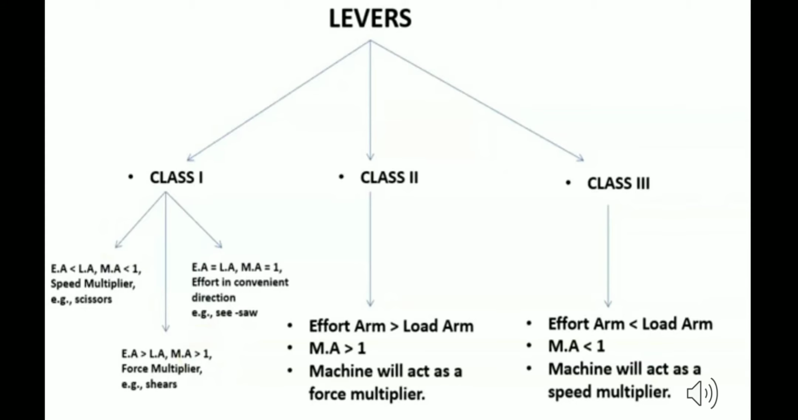And in case 3, the effort arm will be smaller because effort is in between the fulcrum and the load. So effort arm is small and load arm is big. The numerator is small and the denominator is big. So mechanical advantage is less than 1. In this manner, the machine will act as a speed multiplier. So any machine which happens to fall in class 3 levers will be a speed multiplier.